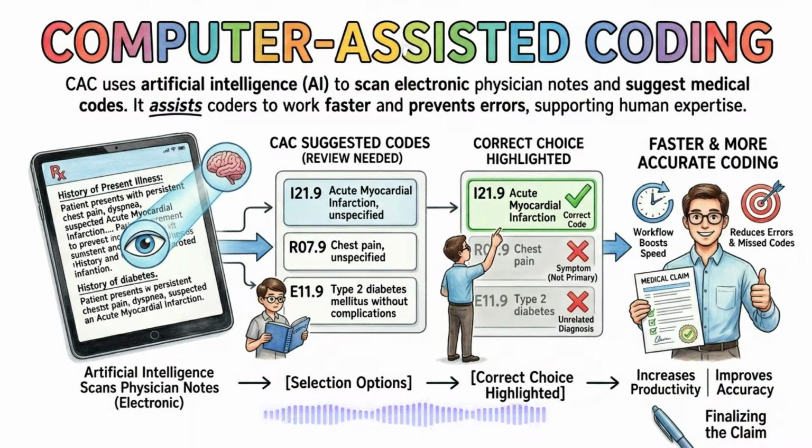Computer-assisted coding uses powerful artificial intelligence to automatically read the physician's electronic notes. The software scans the document for medical terms and automatically suggests a list of codes for the human coder to review and approve. It is very important to remember that CAC does not replace the coder, but rather acts as an incredibly smart assistant that makes the coder's job faster and helps prevent missed codes. Your exam will expect you to understand how CAC supports, rather than replaces, human expertise.